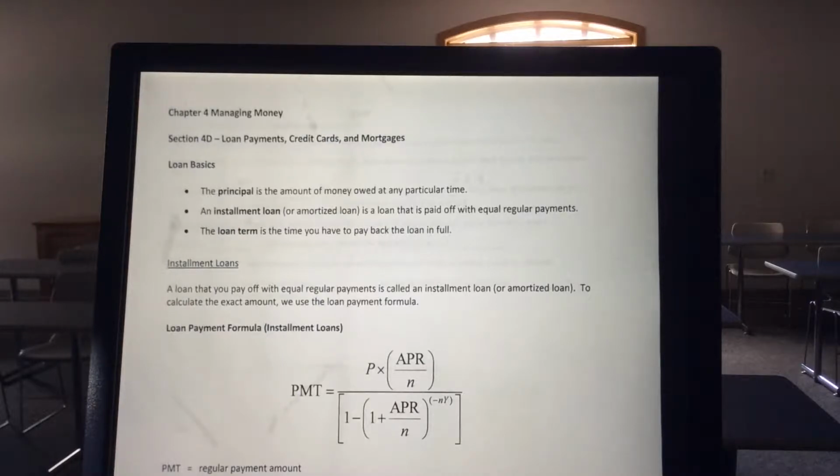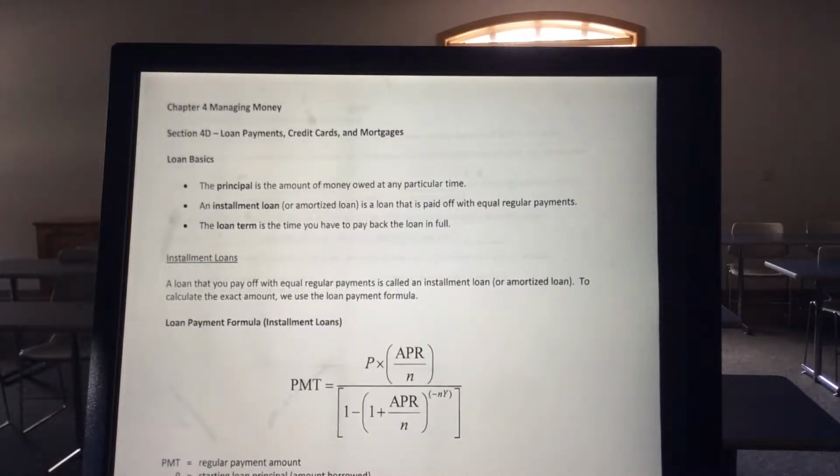Okay, in this video, we're going to be talking about Section 4D, dealing with loan payments, credit cards, and mortgages. We're going to first talk about some of the basics of a loan. The principal in this case will be the amount of money owed at any particular time. That's going to be the amount that you borrow on that loan.